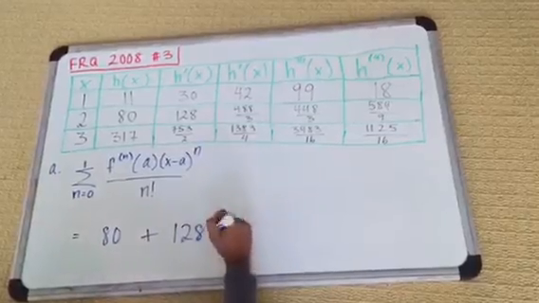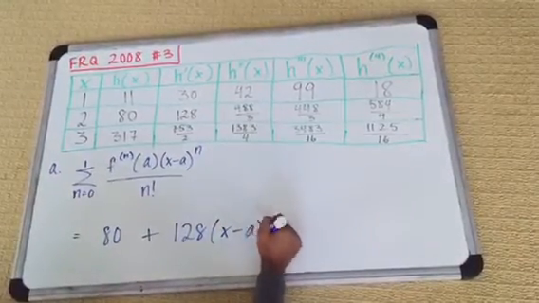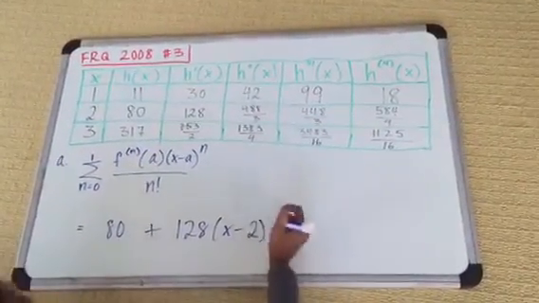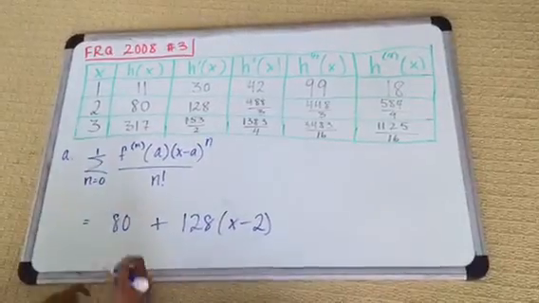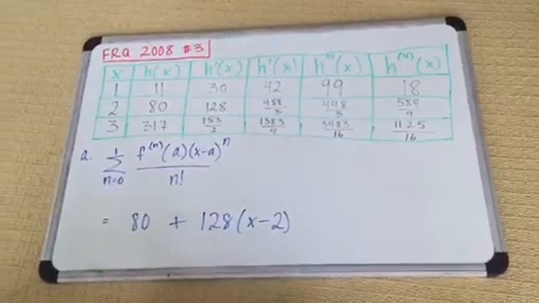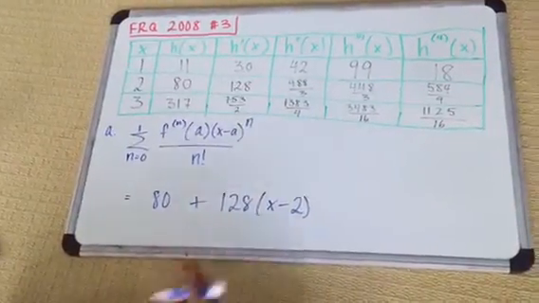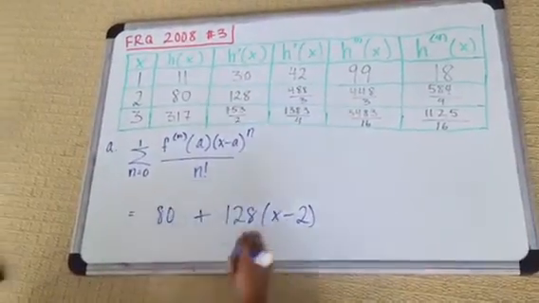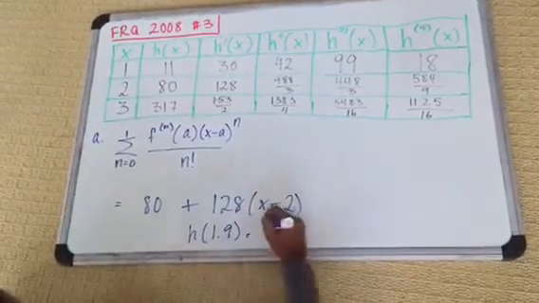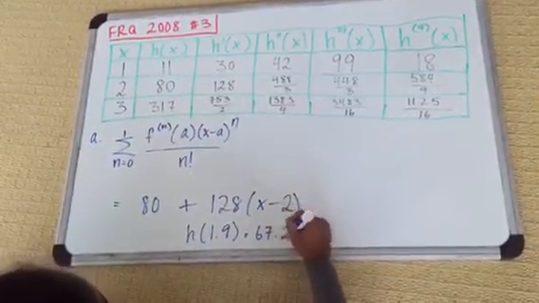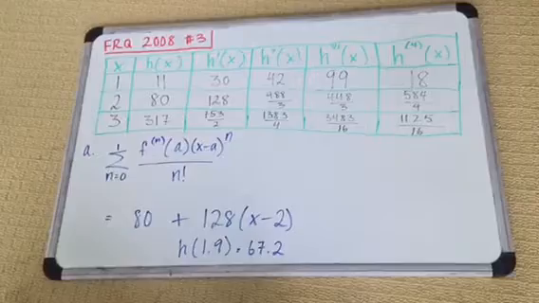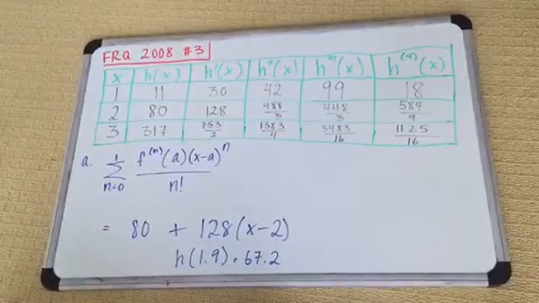x minus a to the 1 is x minus 2, all over 1 because 1 factorial is 1. So this is our first degree Taylor polynomial, but the question also wants us to approximate h of 1.9. So to do this, we simply plug in 1.9 for x, and we get h of 1.9 equals 67.2.